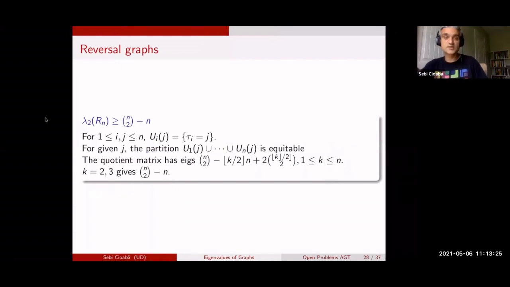To get lambda two of Rn bigger than something, in this case they have to do a bit of work, because the equitable partition that they take is essentially the left cosets of the stabilizer of a point. And then you get this partition into n parts. They prove that this is equitable, and they calculate the eigenvalues of the quotient matrix, and they're listed there. You get n choose two minus n as a second eigenvalue of the quotient matrix. So that takes care of one part.